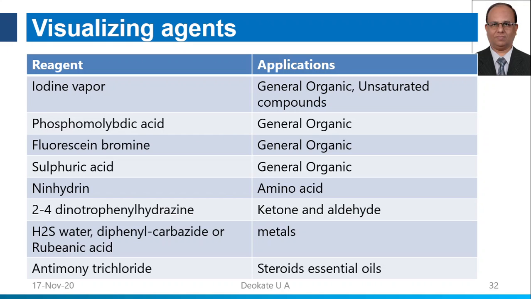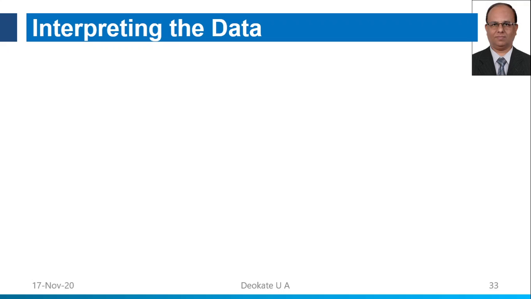Ninhydrin, as we know, amino acids can be visualized by spraying with ninhydrin. Ketones and aldehydes can be visualized by using 2,4-dinitrophenylhydrazine solutions. Metal ions can be visualized by H2S water, diphenylcarbazide, or rubeanic acid sprays. Then steroids and essential oils can be visualized by using antimony trichloride. So various visualization techniques are available.